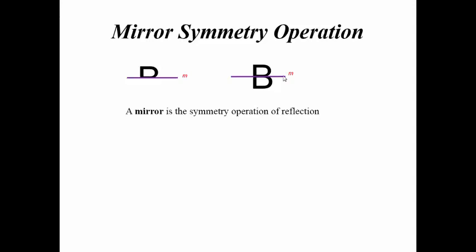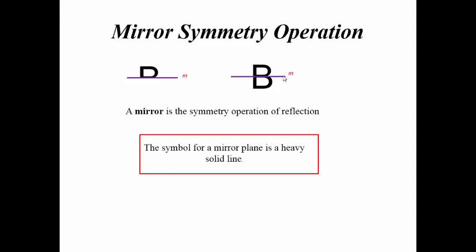So the definition of a mirror is a symmetry operation of reflection. The symmetry operation for a mirror plane is a heavy solid line, and the mirror plane in purple is described as M at 0y.